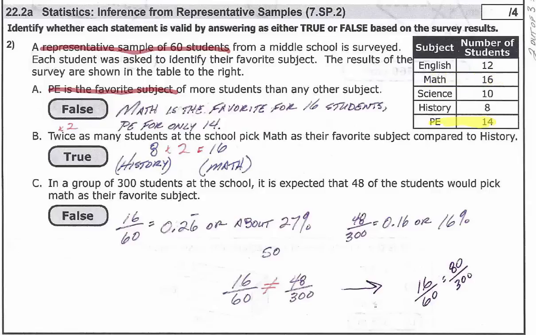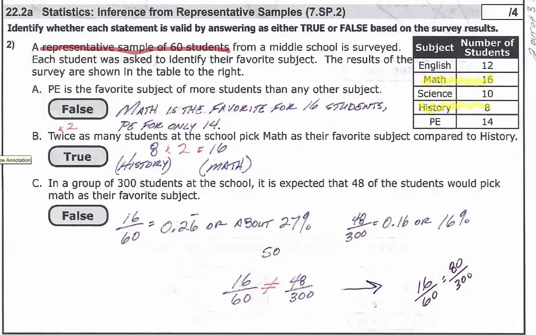So let's get rid of those highlights and let's look at this next. Twice as many picked math compared to history. So here's math again, 16 students. Here's history, 8 students. Yes, that's a true statement because 8 times 2, and whenever you're thinking of twice, you're thinking of times 2. 8 times 2 does equal 16. So that one works.